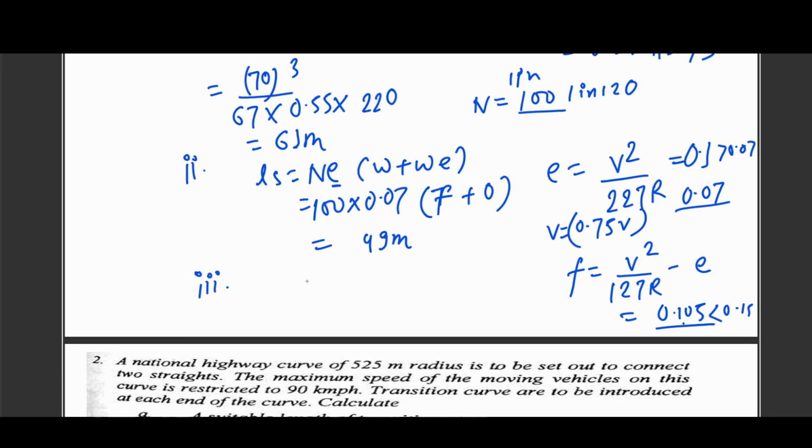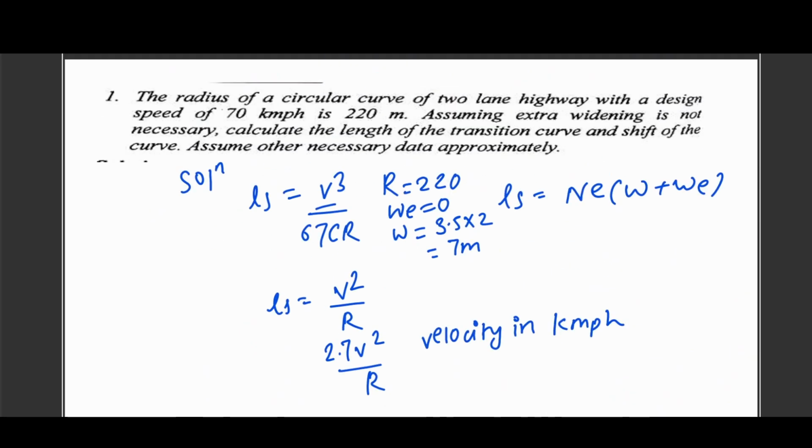And the third one is the IRC recommended, and it is given as Ls equals 2.7 V square by R, where this is considering it as a plain terrain. Is it given in the question which terrain is there?